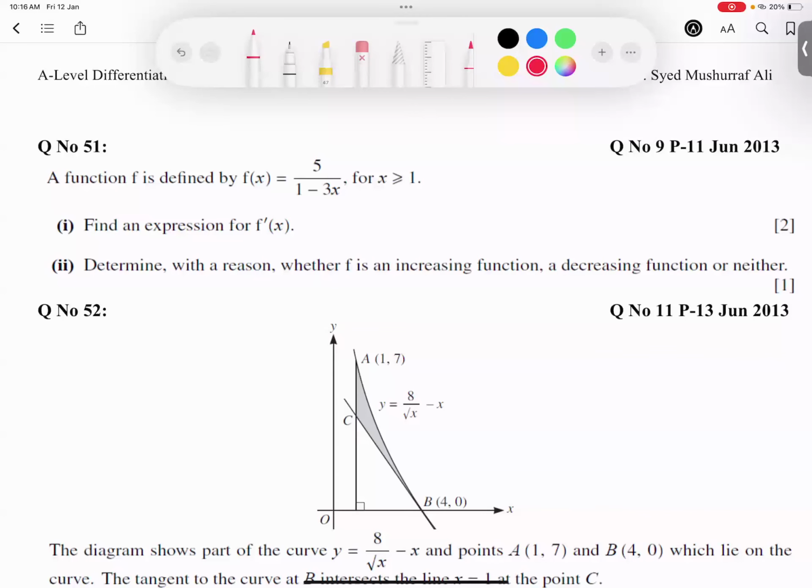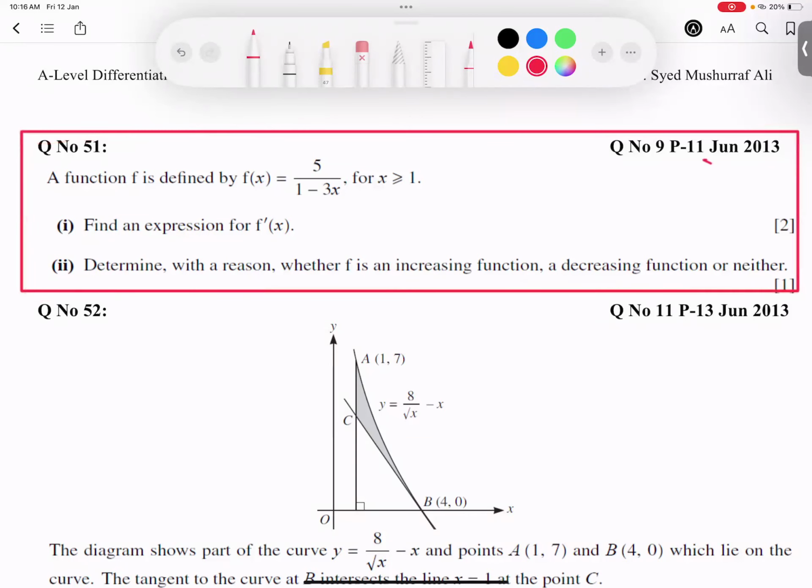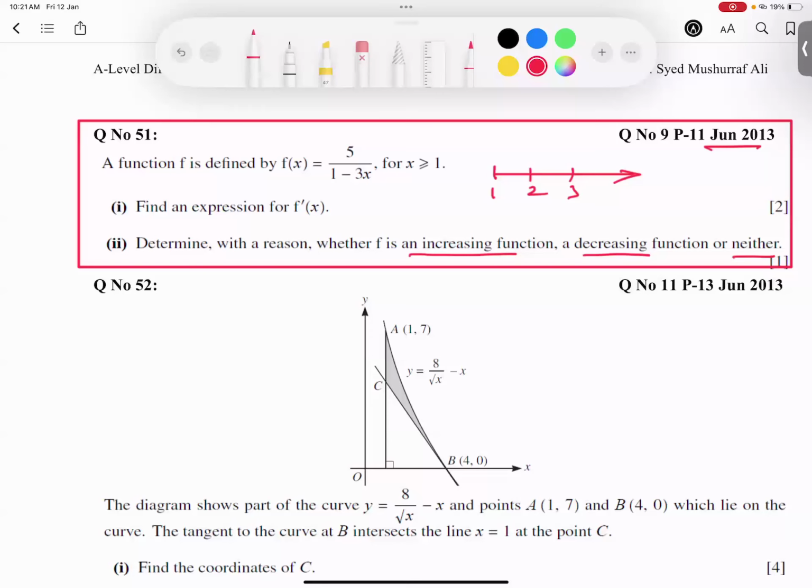Okay, students, now there's another practice question, number 51 in my worksheet, June 13. Please try this question. Again, it is asking whether the function is increasing, decreasing, or neither. So what is the method? You will differentiate. After differentiation, you will keep your eye on the numbers starting from 1, 2, 3 onwards. For these numbers, is this function increasing or decreasing? The best way is to find the derivative and check. So take your time and solve, then inshallah I will do it myself.